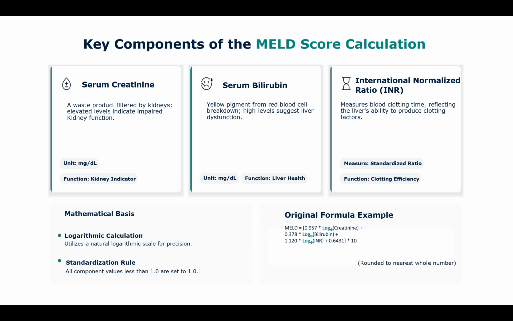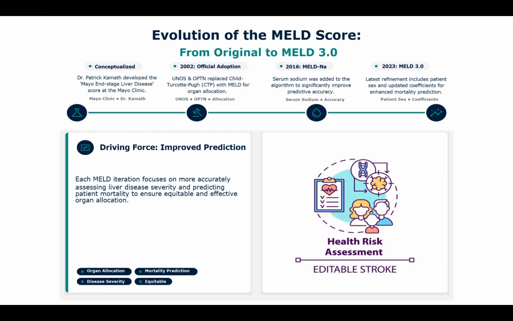The original equation, as shown, is MELD equals 0.957 times log creatinine, plus 0.378 times log bilirubin, plus 1.120 times log INR, plus 0.643, all multiplied by 10 and rounded to the nearest whole number. This formula ensures the score is reproducible and unbiased, relying solely on routine blood tests. Later versions like MELD-Na add sodium for even better precision.